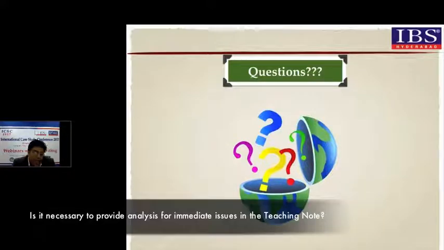Okay. Is it necessary to provide analysis for immediate issues in the teaching note? Okay. Is it important to identify immediate issues? It is. You will be doing it. If you are answering the questions, you have to do it. There is no other way out. But whether you want to put it in the teaching note or not in a documented form is up to you. Because without identifying the immediate issues, you will not be able to do a good analysis of the case. So you have to do it anyway. But if you want to put it in the teaching note or not, that is up to you.